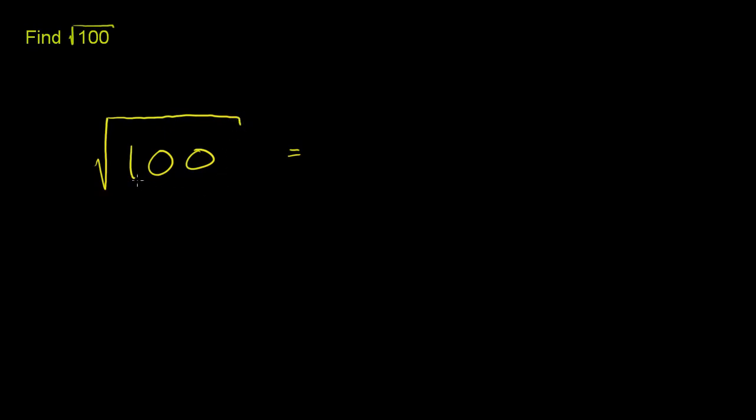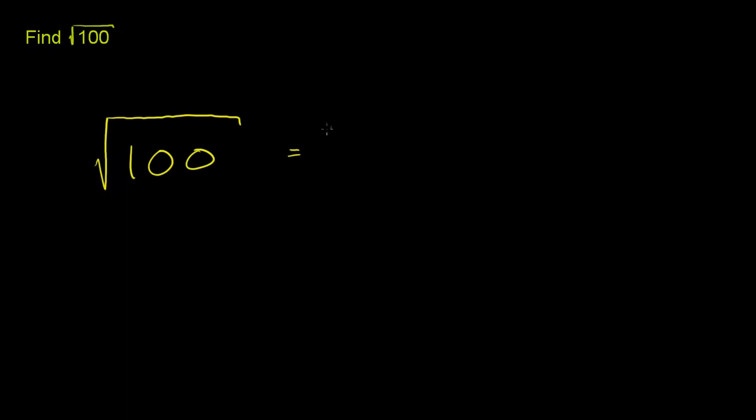So let's think about what this is saying. This is asking us to find the number, the positive number, that when I multiply that number by itself, I get 100. So what number when I multiply by itself do I get 100? Let's see, if I multiply 9 by itself, that's only going to be 81. If I multiply 10 by itself, that is 100.